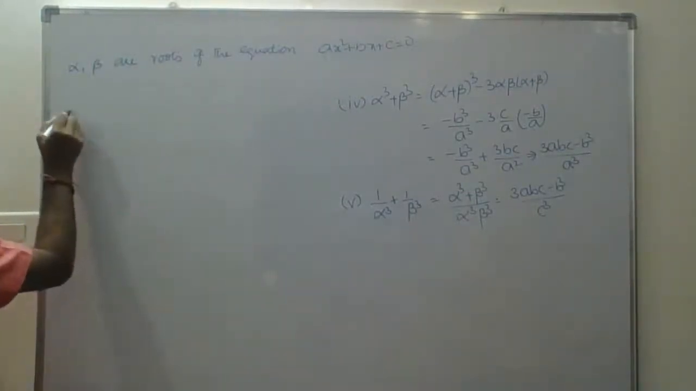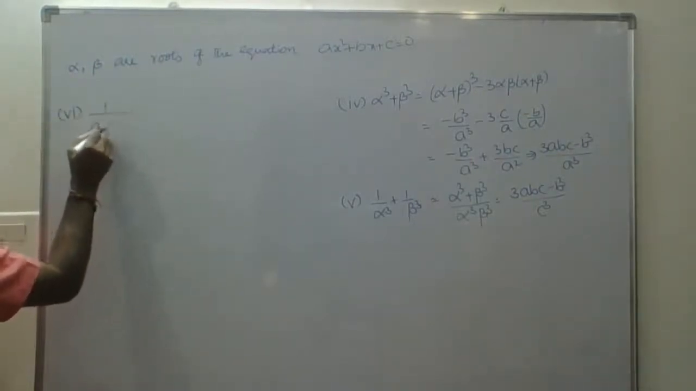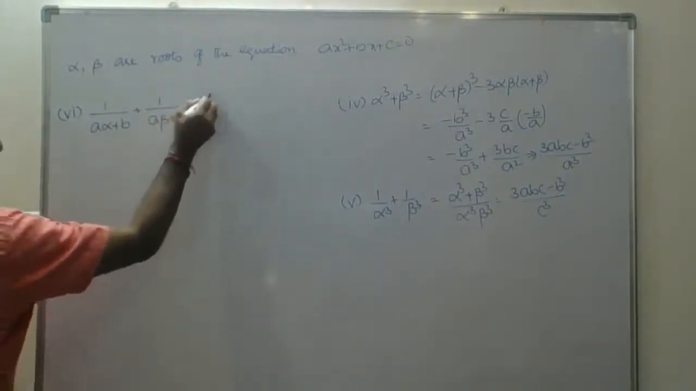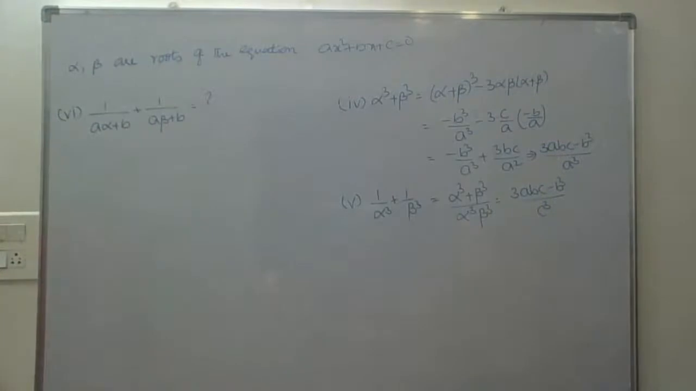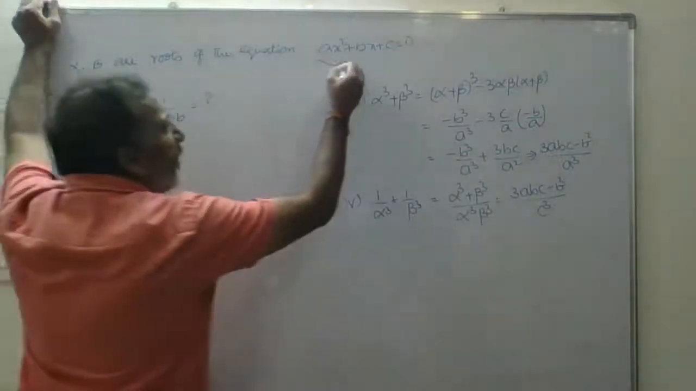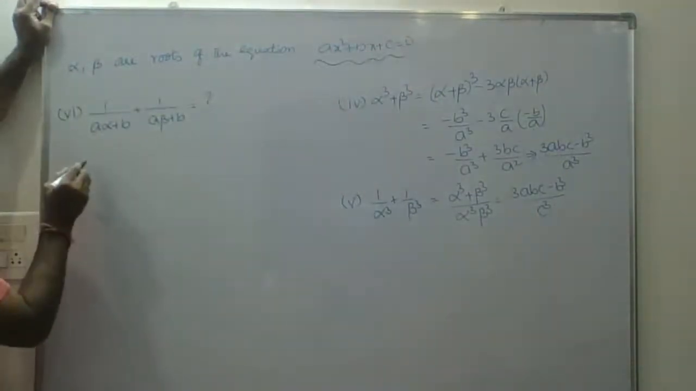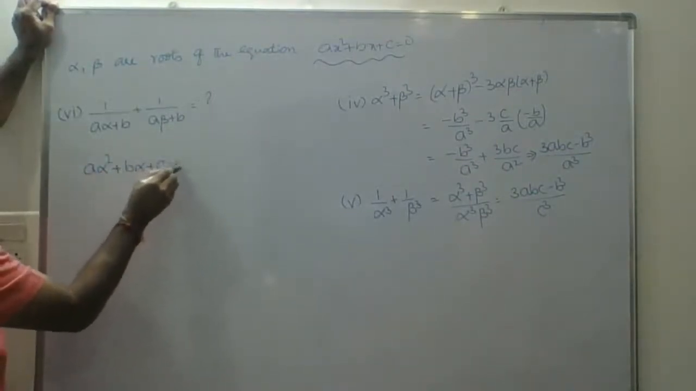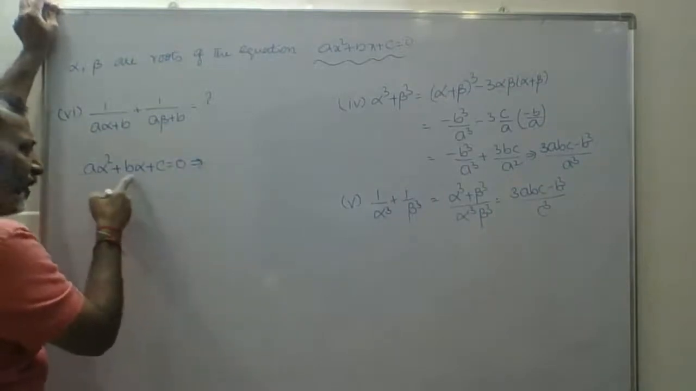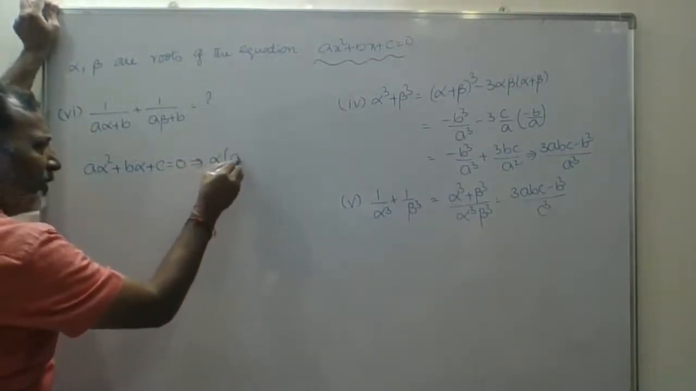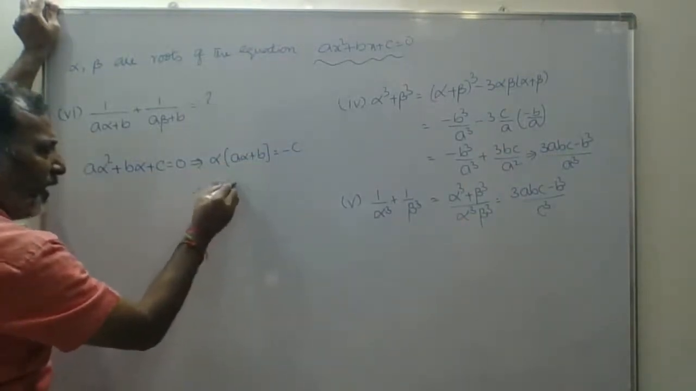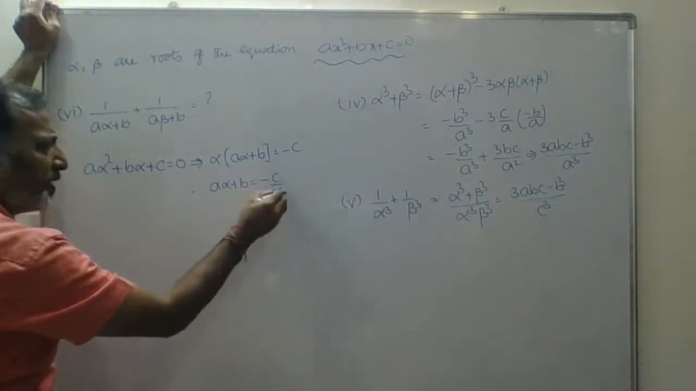Sixth bit, 1 by a alpha plus b plus 1 by a beta plus b. See how we do it. Sir, alpha and beta are the roots of this equation, right? Since alpha is the root of the equation, a alpha square plus b alpha plus c is equal to 0. From the first two terms we can take alpha common: alpha times a alpha plus b is equal to minus c. Therefore, a alpha plus b is equal to minus c by alpha.